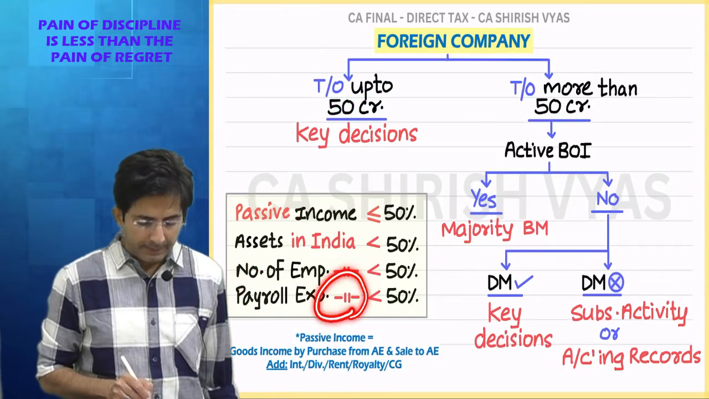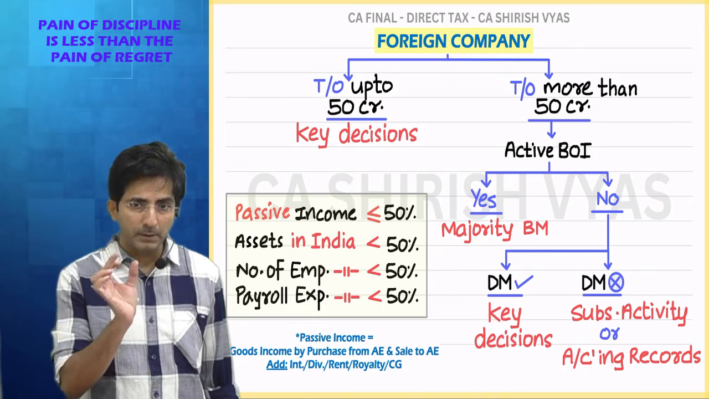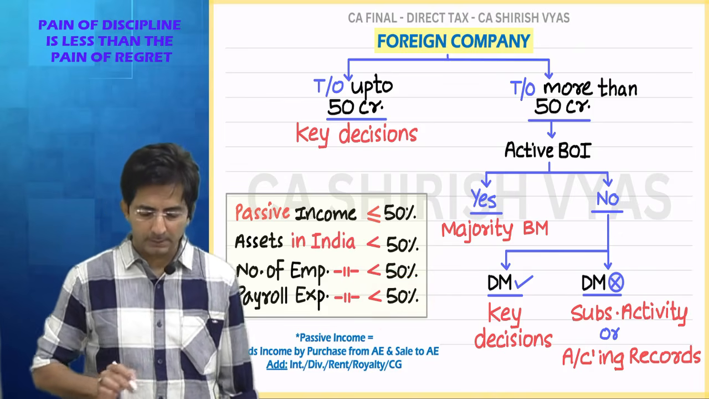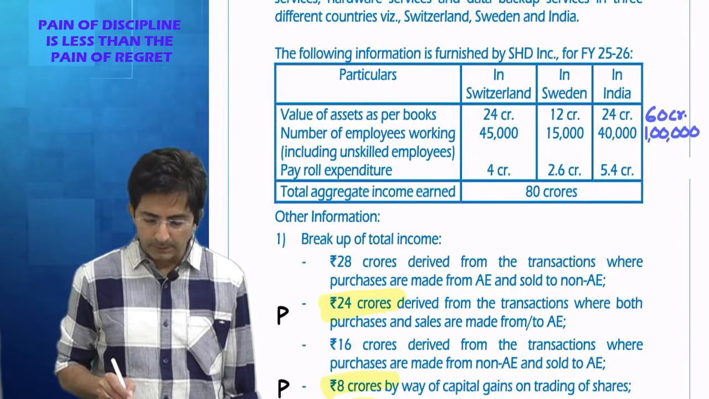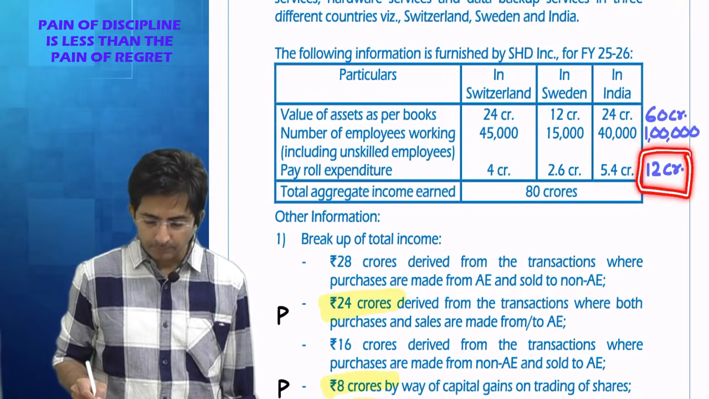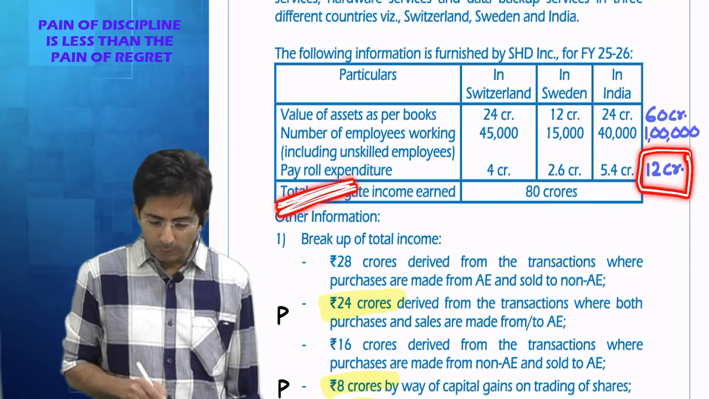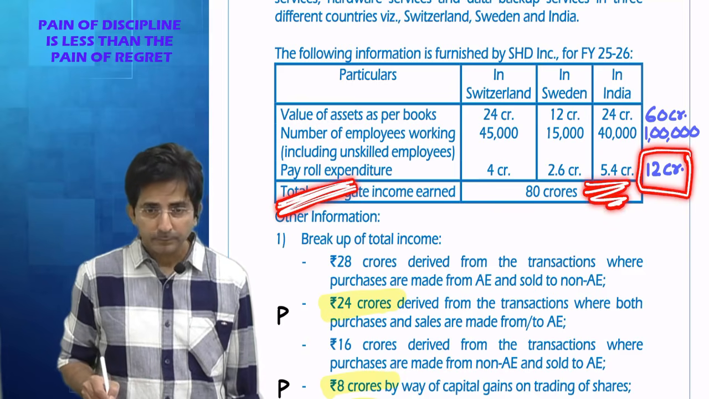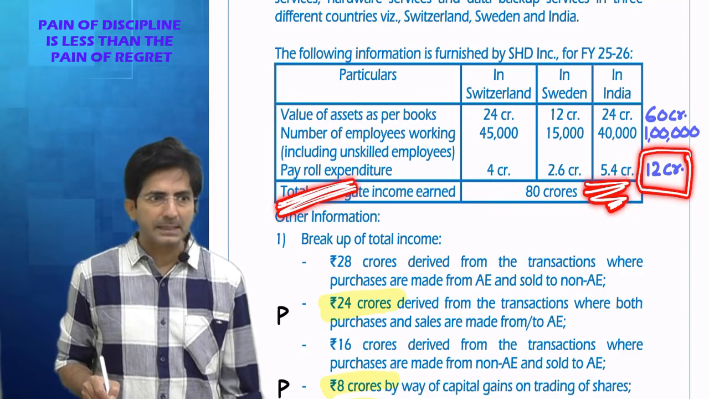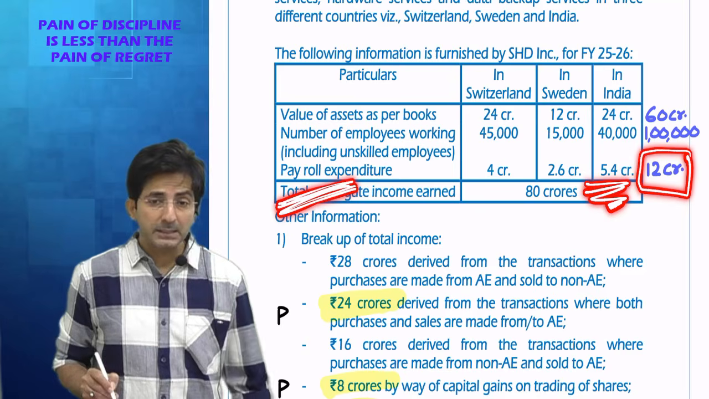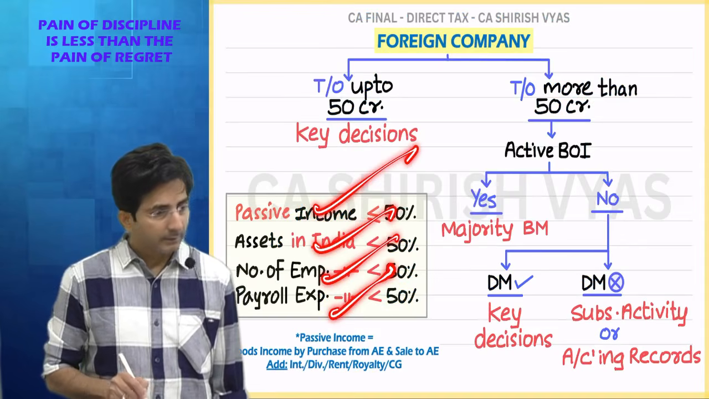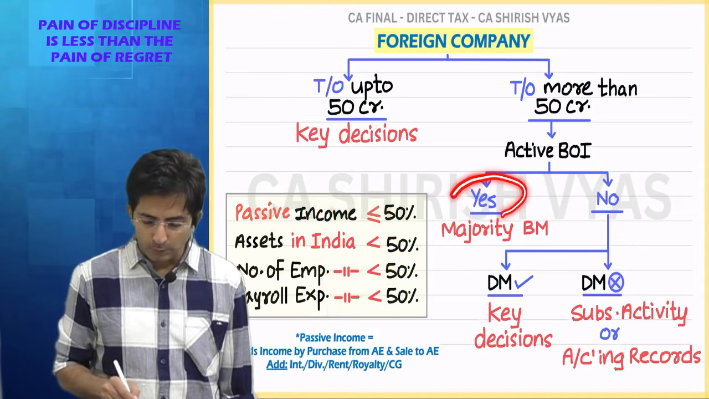Payroll expense in India. Every year we have to see the percentage in India. Even payroll expense in India should be less. So see, payroll expense information is given here. What is the total payroll expense? 12 crores. And what is the payroll expenditure in India? 5.4. So 5.4 compared to 12 is less than 50%. So even this test we have passed. Since we have passed all the tests, we will say active business: yes or no?